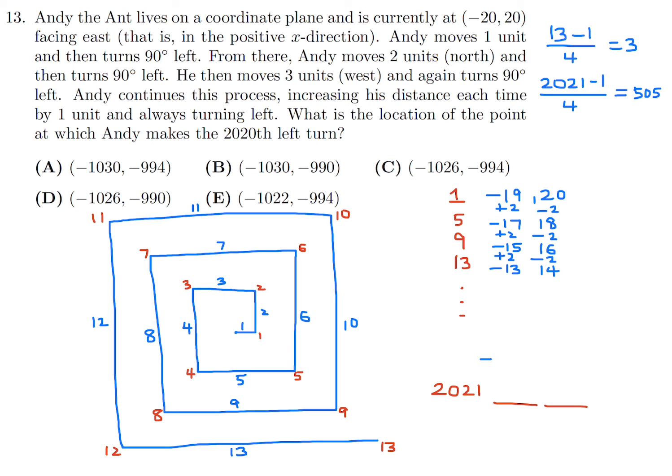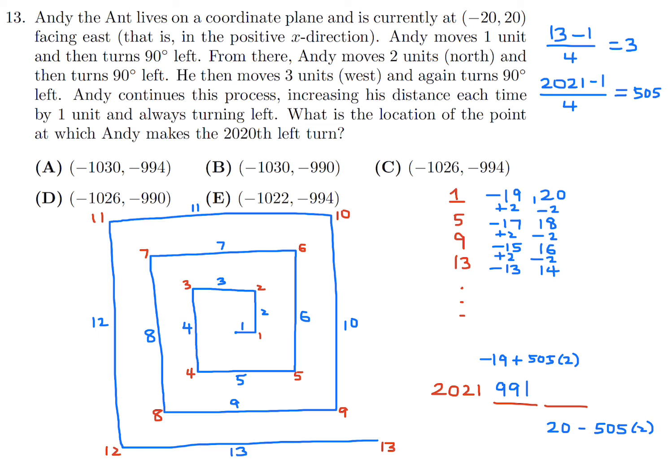So it would be negative 19 plus 505 times 2. And that's the number that goes in there. So that is 1010 minus 19. So that's 991. Okay, great. And then same sort of story here. Here we're subtracting 2's every time. So that number is going to be 20, this original number, minus 505 times 2.